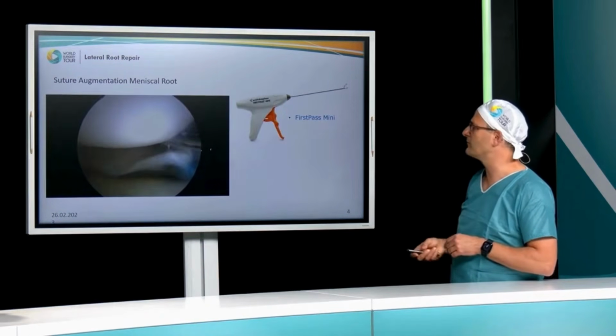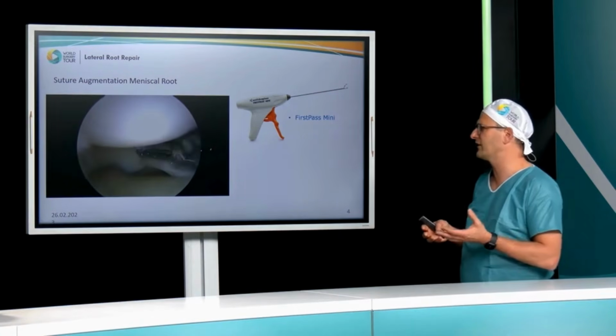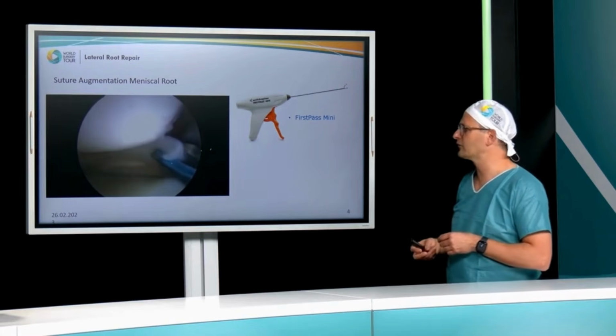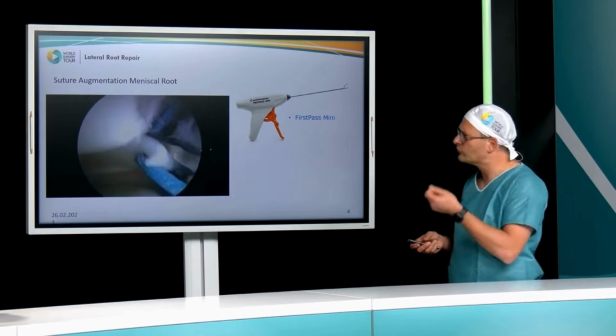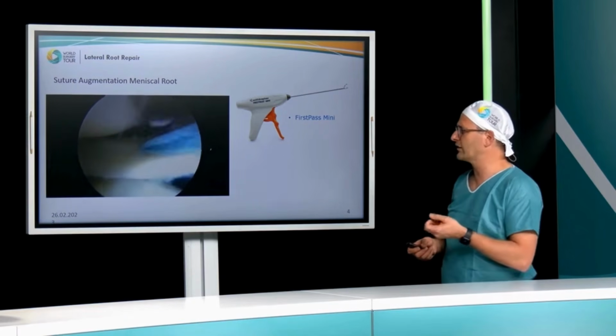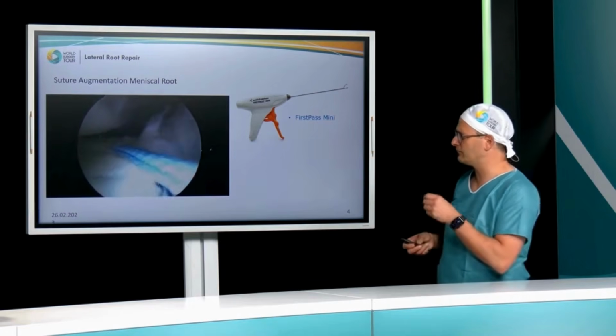Here's a brief video now of how to augment the posterior horn. There are now devices available from different companies. I personally like the First Pass Mini. It also allows me to stitch a loop right through the posterior horn, as I will show you later on, to create a stable fixation and placement.